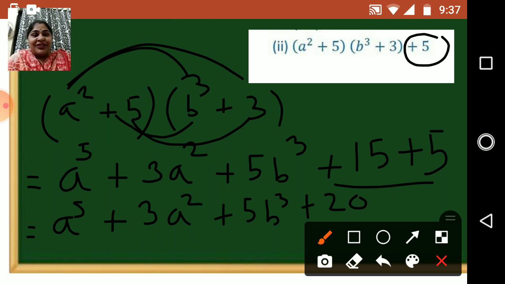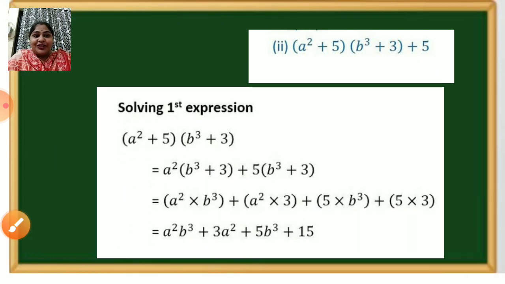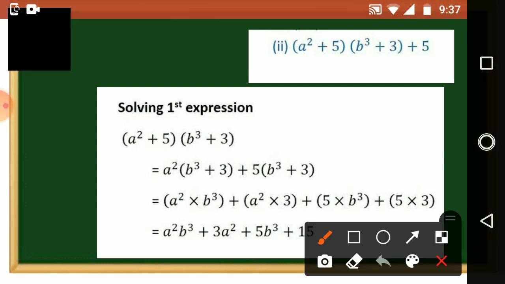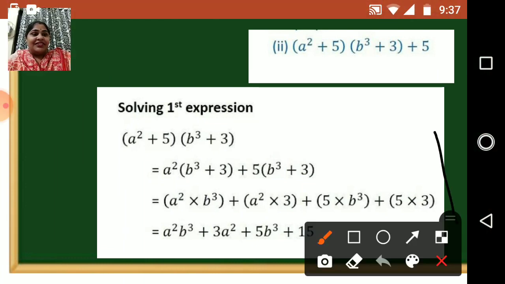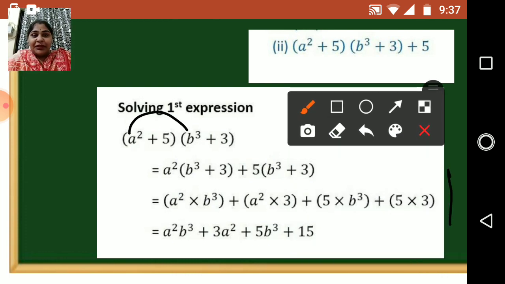So this is how your answer will be. Let us see once again the solution. So solving the first expression, children, as I said, a square multiplied by b cube will be a square b cube. A square multiplied by 3 will be 3a square. 5 multiplied by b cube will be 5b cube. 5 multiplied by 3 will be 15.